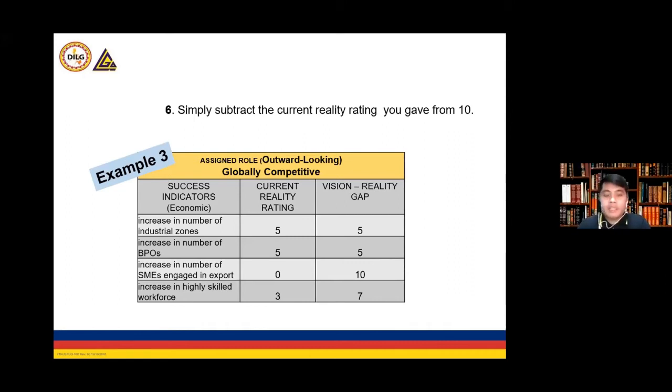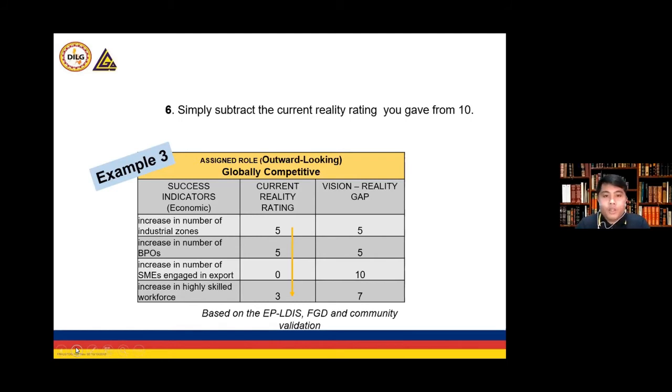So ang current reality niya ay 0. So medyo malaki-laki pa. Wala, ibig sabihin ng 0, wala pang nagagawa in order to achieve that particular indicator. And then, increase in highly skilled workforce. So you have 3 as the current reality and 7 as your vision reality gap.